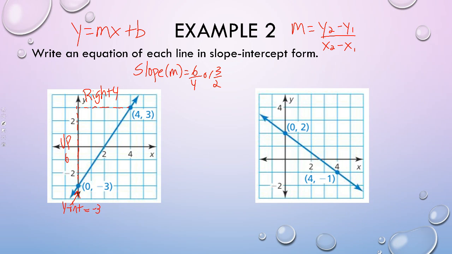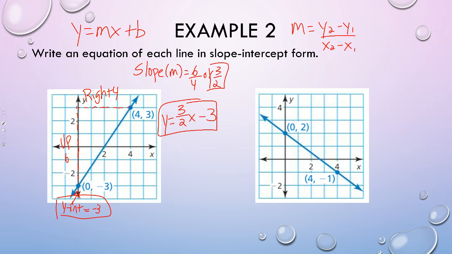So now I have a y-intercept, I have a slope, I can write it in slope-intercept form. So y is equal to mx plus b, my slope, 3/2 x, minus 3, my y-intercept. And there's my answer to our first one.